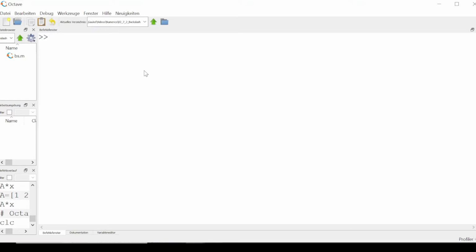Let's talk about the Matlab backslash operator and why it was a risky decision of the makers of Matlab that it does as it does. Okay, let's start with an example.